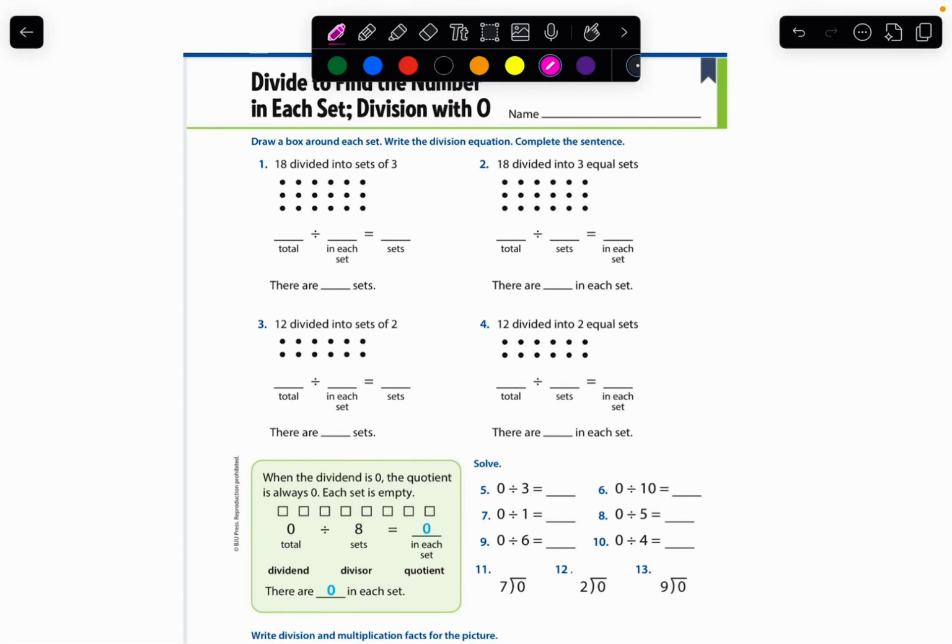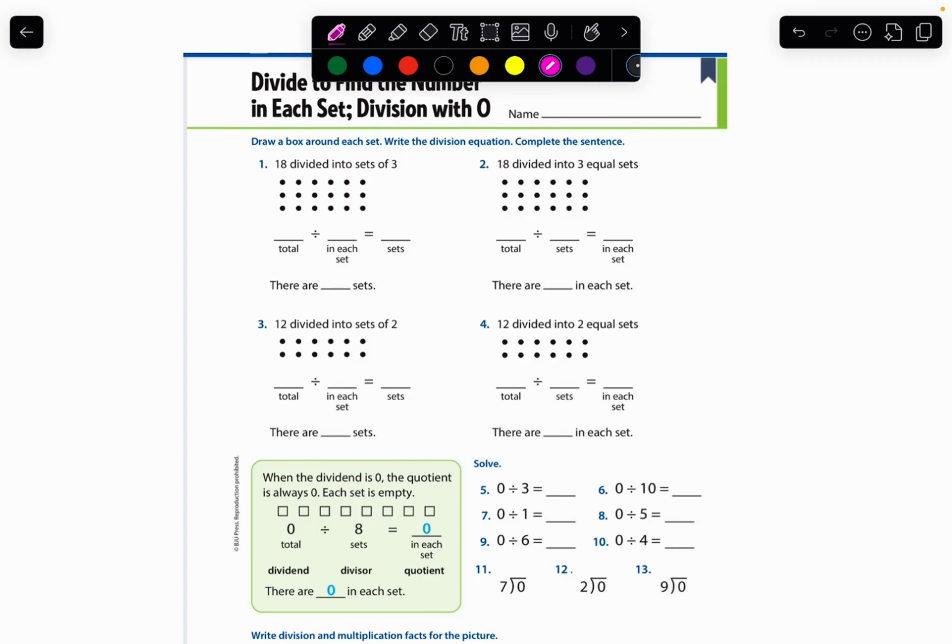Hey, third graders, we're moving right along with our division. You know that on Friday, we divided by 1. Today, we're going to work on dividing to find the number of each set and division with 0. So go ahead and get your work text, page 121, out, and let's go over it together.